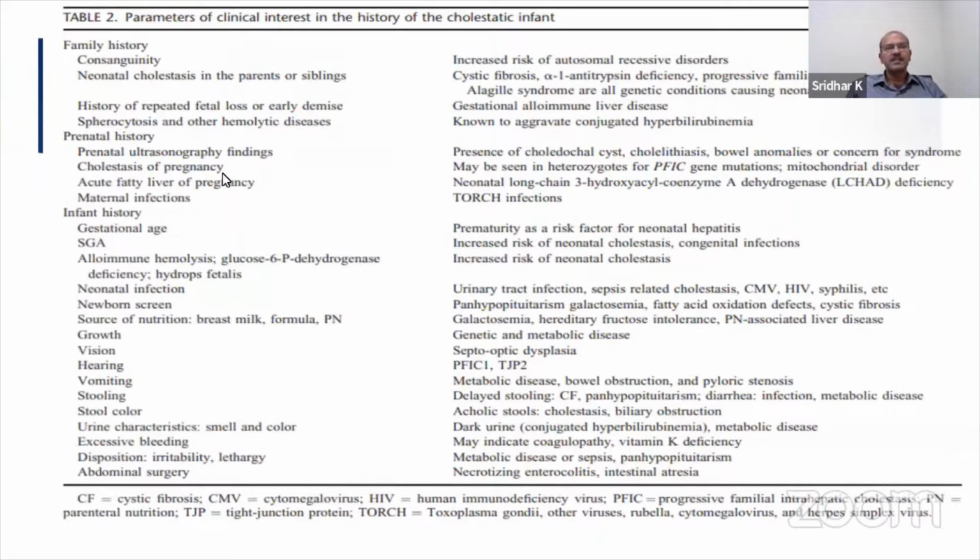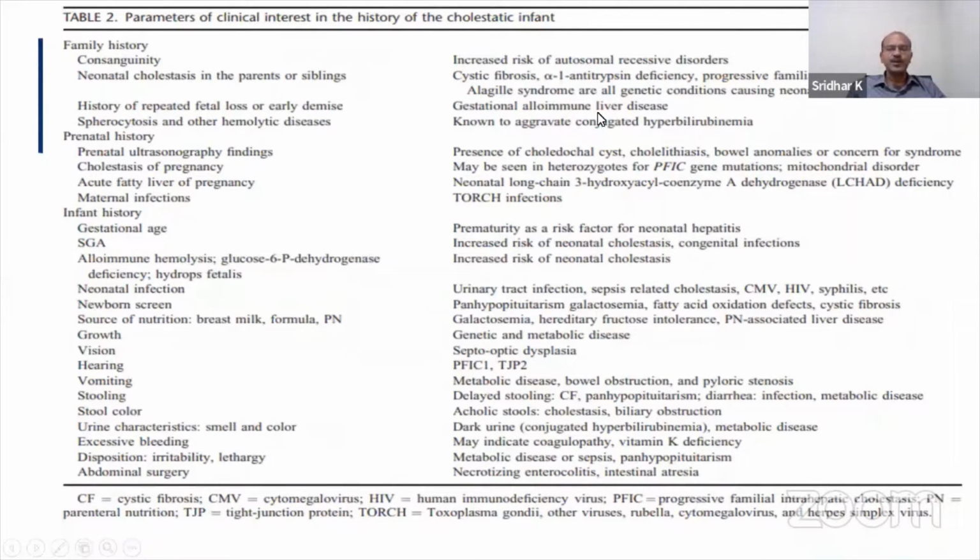Main parameters that are covered in the history taking. So we have family history, mainly consanguinity and history of neonatal cholestasis in the parents or siblings, which are related to all these autosomal recessive disorders. Cystic fibrosis, alpha-1 antitrypsin, PFIC, and Alagille syndrome can also be inherited. If there is a history of repeated fetal loss or early demise, you have to consider gestational alloimmune liver disease.